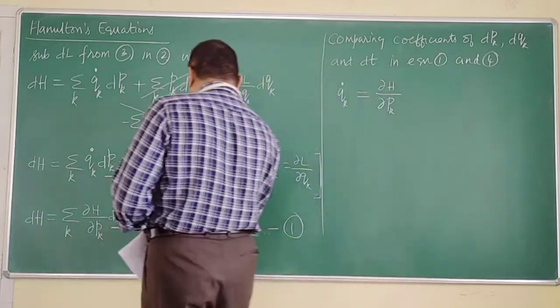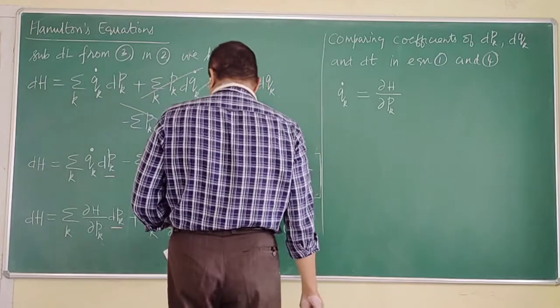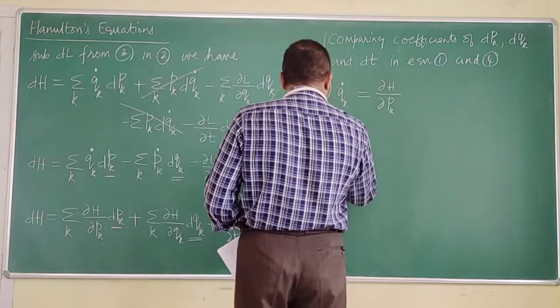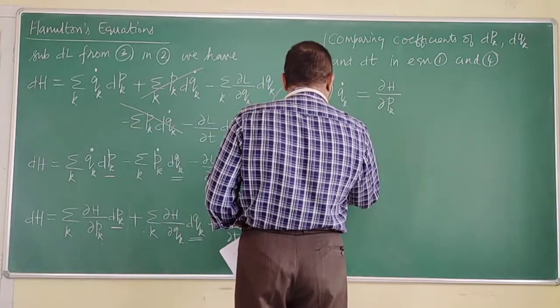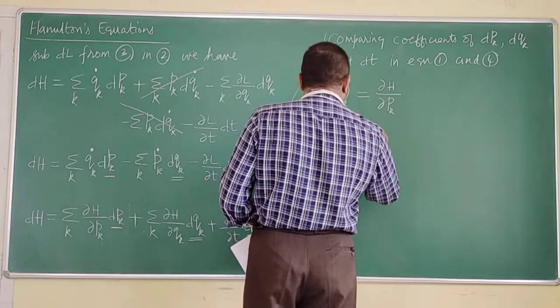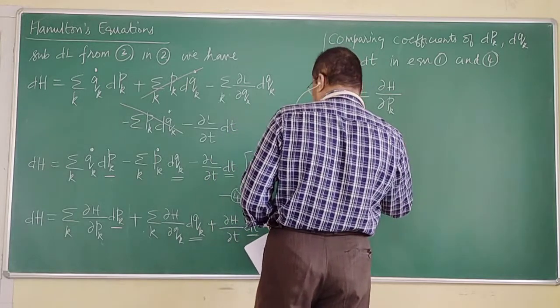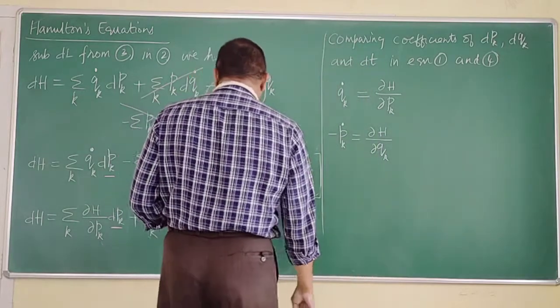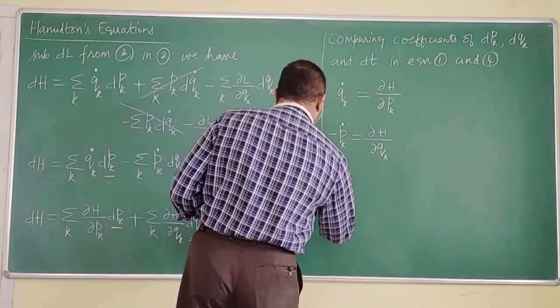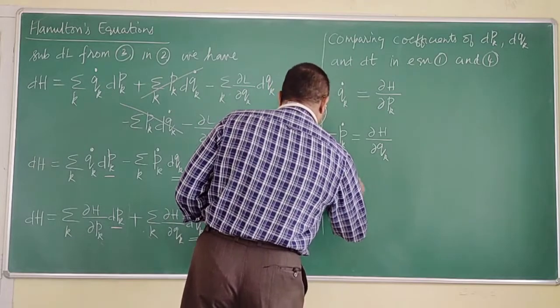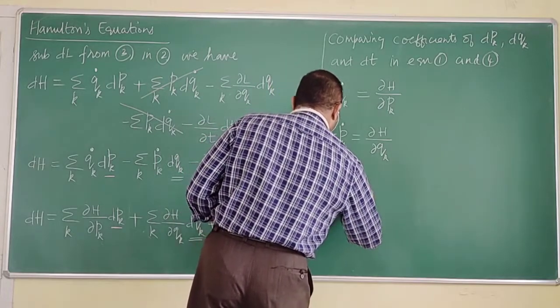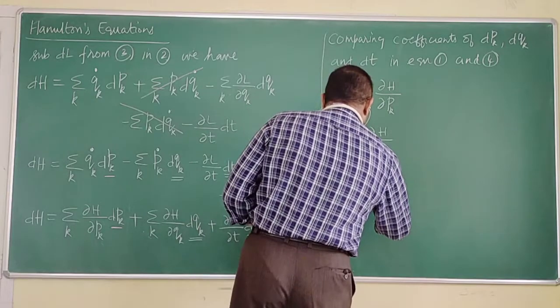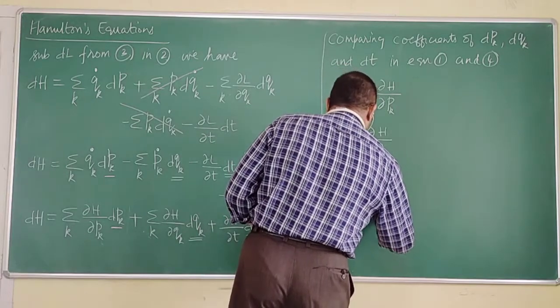Then I will compare dq_k. I get minus p dot k is equal to ∂H/∂q_k. Then I will compare dt. I get minus ∂L/∂t is equal to ∂H/∂t.